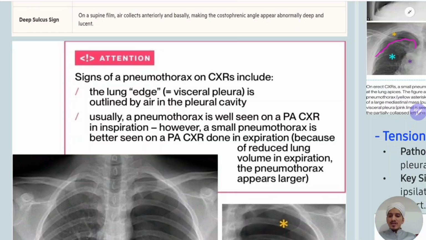This is important. If the pneumothorax is small, it is better seen on a PA chest X-ray done in expiration. Because the lung volume is reduced in expiration, the pneumothorax appears larger. That's why a small pneumothorax appears larger in expiration.